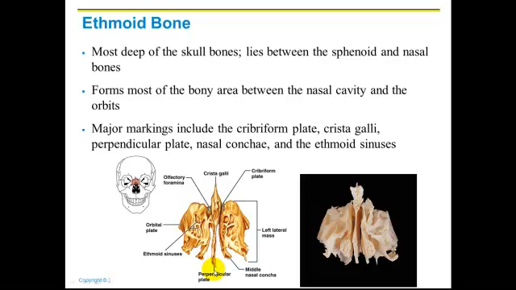Running down the center, the perpendicular plate will form part of the bony septum that divides the nasal cavity into two halves. The superior and middle nasal conchae will form the lateral aspect of each of the nasal cavities when it interacts with certain facial bones. The masses have many ethmoid sinuses. The sinuses are going to be mucosal-lined spaces within the bone.